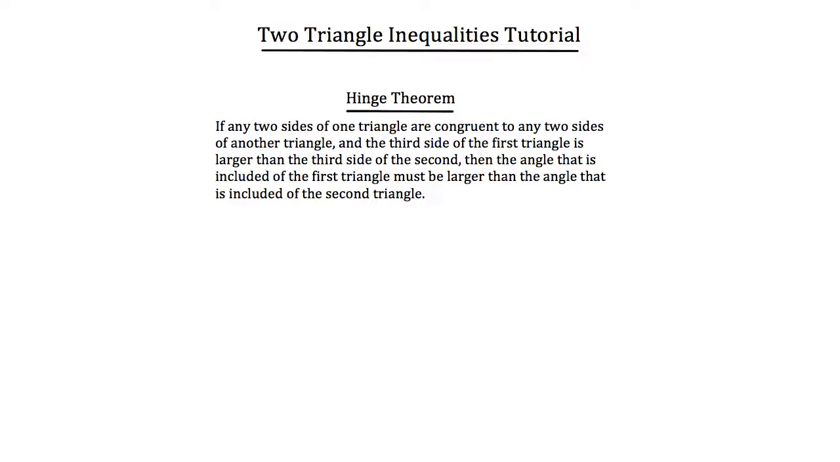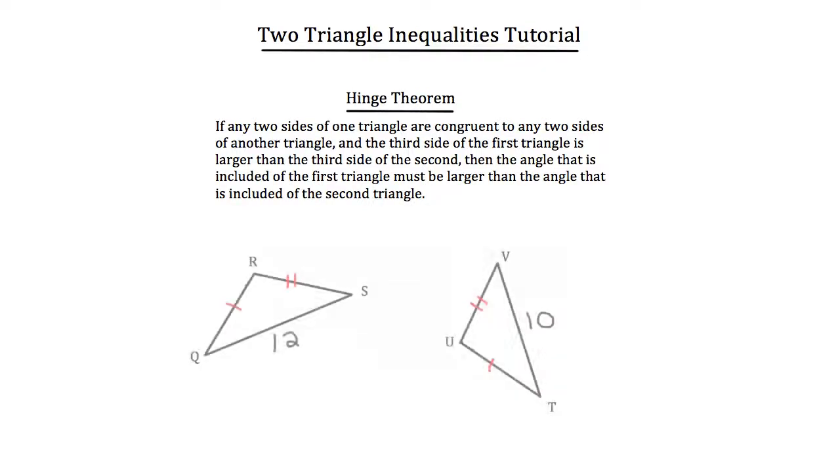The Hinge Theorem states that if any two sides of one triangle are congruent to any two sides of another triangle, and the third side of the first triangle is larger than the third side of the second, then the angle that is included of the first triangle must be larger than the angle that is included of the second triangle. Let me illustrate that with these two triangles, triangle QRS and triangle TUV.